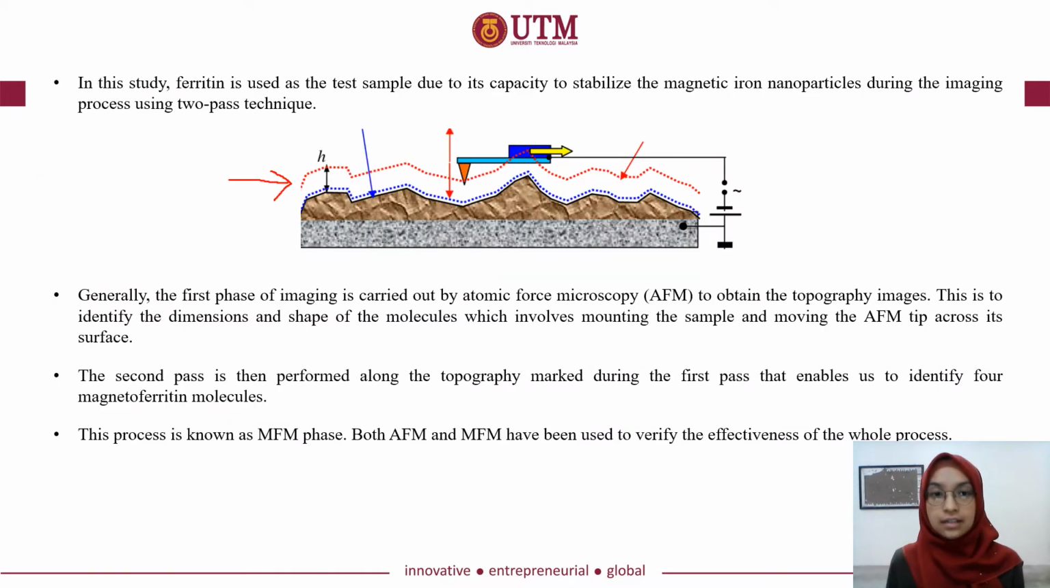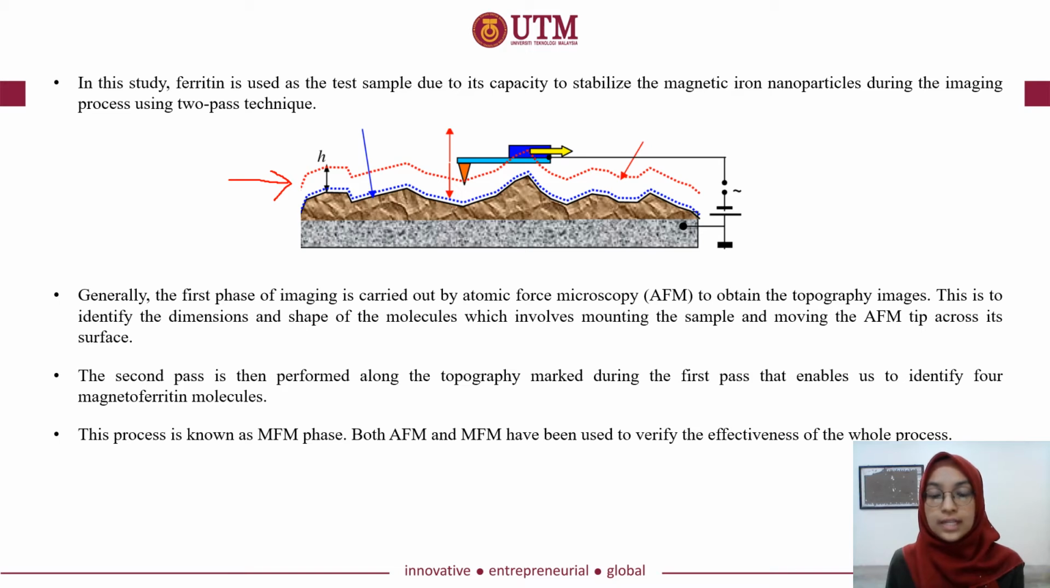In this study, ferritin is used as the test sample because it has the ability to stabilize the magnetic iron nanoparticles during the imaging process using the two-pass technique. As we can see, the two-pass technique is shown in the figure. Generally, the first phase of imaging is carried out by AFM, which is atomic force microscopy. This is to obtain the topography images.